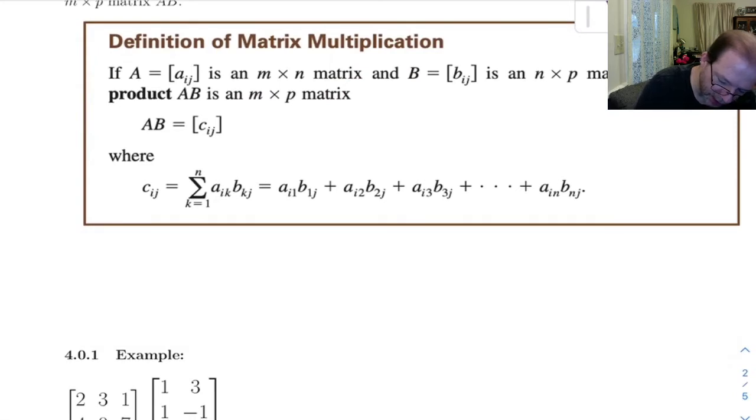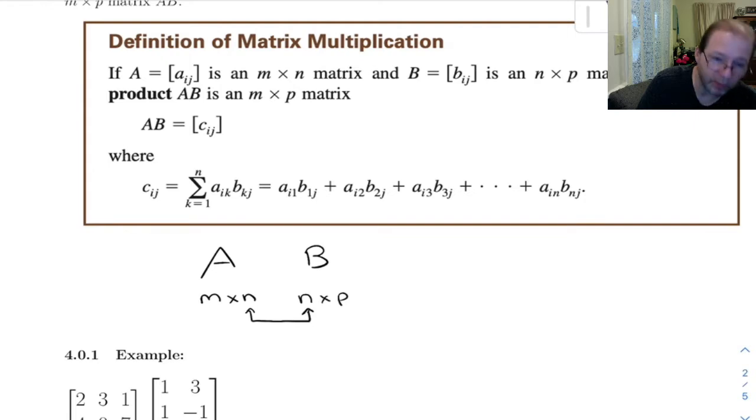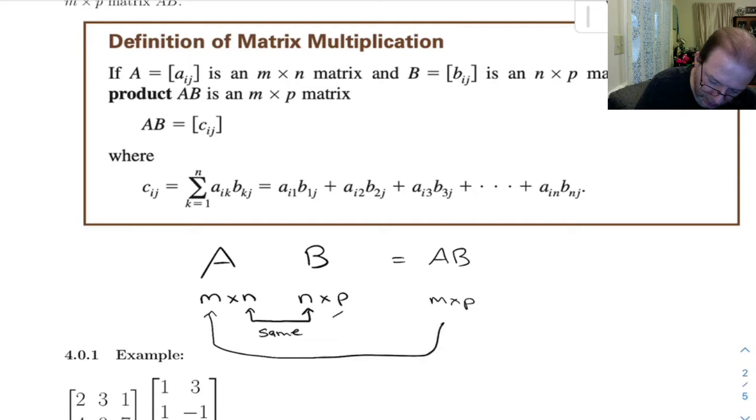Now the way I always write this is if you've got A and it's m by n, and you multiply it by B, which is n by p, in order for you to be able to multiply them together, these have to be the same. And when you multiply them out, you get the matrix AB, and its size is m by p. So this and this give you the size of the product.